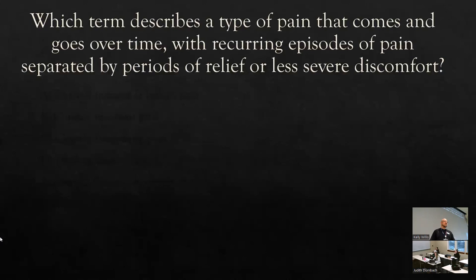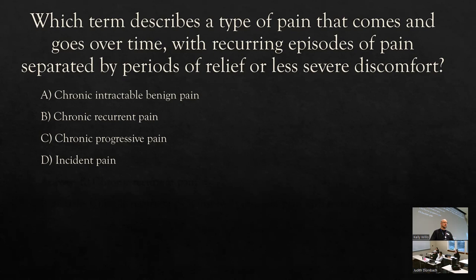Which term describes a type of pain that comes and goes over time with recurring episodes of pain separated by periods of relief or less severe discomfort? When you're looking at the question, focus on pain that comes and goes. Focus on recurring episodes of pain, and focus on separated by periods of relief or less severe discomfort.